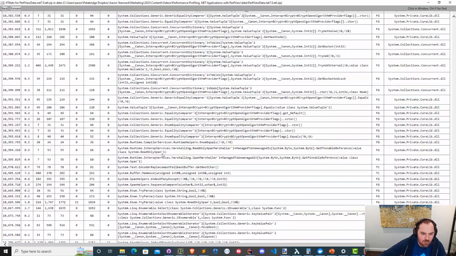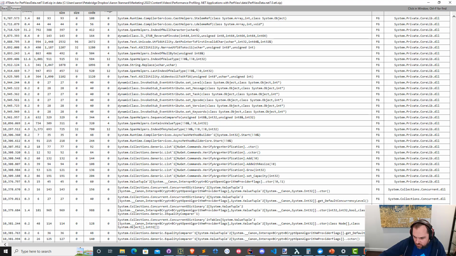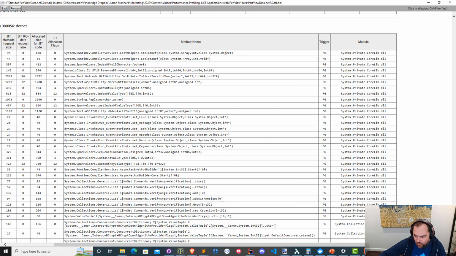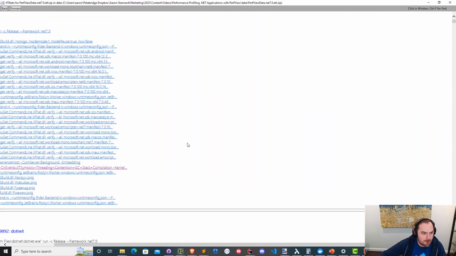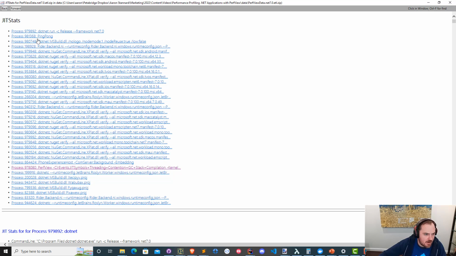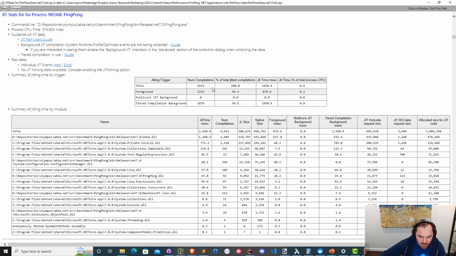This is probably our application. Let's scroll up to the table of contents real quick. Okay, process ping pong. Okay, total number of compilations. Bear in mind, this is without profile guided optimization turned on. We did 4,913 total compilations, roughly half of which occurred in the foreground.